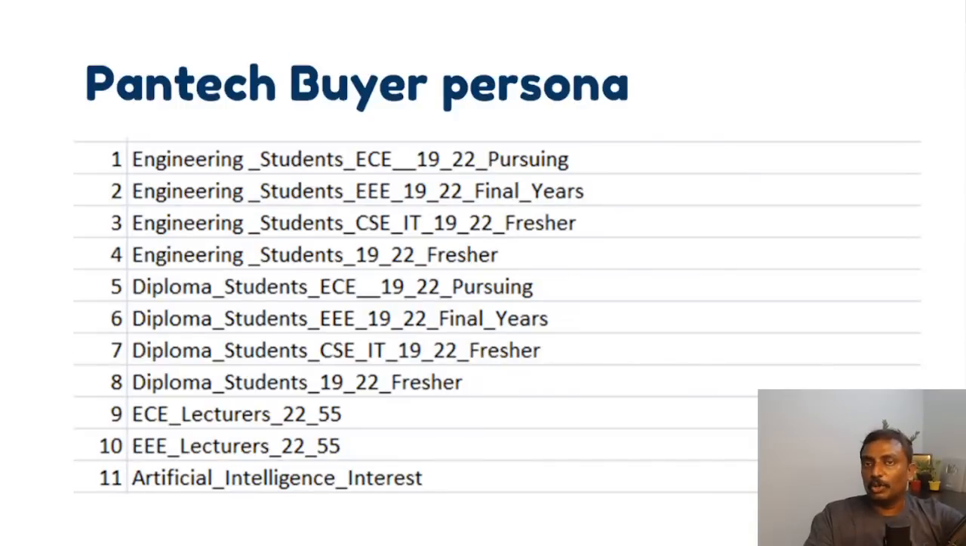I want you to go through a book called Copywriting Secrets. I think it's by Jim Edwards, the author is Jim Edwards. Please go through the book. If you know the buyer persona effectively, then you can copywrite effectively and get more sales.